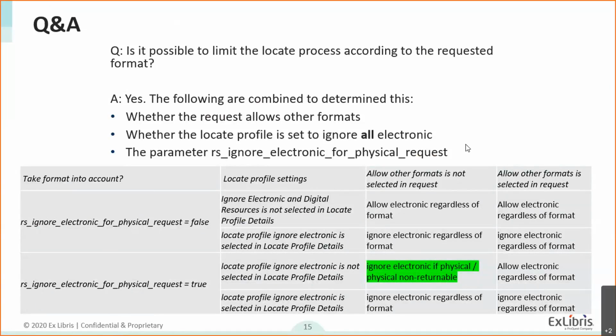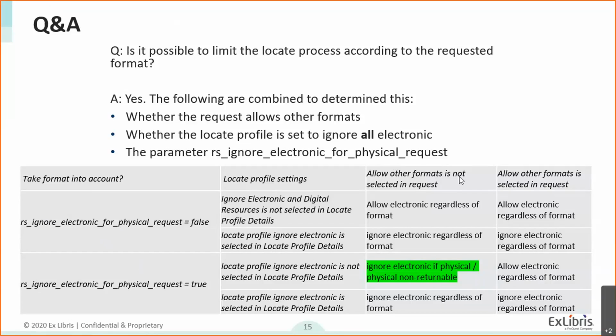And we also take into account when implementing this parameter, whether or not you've marked allow other formats in the request itself. So if I'm sending allow other formats, I'm not married to the idea of getting a physical book. If you want to send me a digital file, if you want to send me an electronic, I'm fine with it. Then we will not implement this.